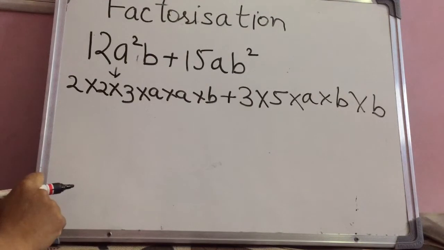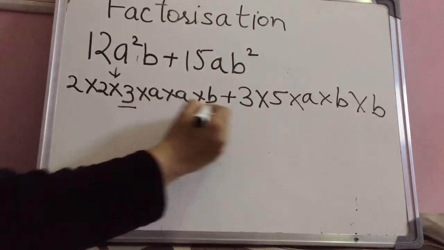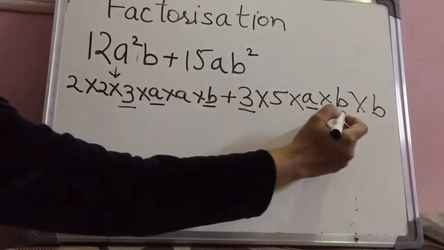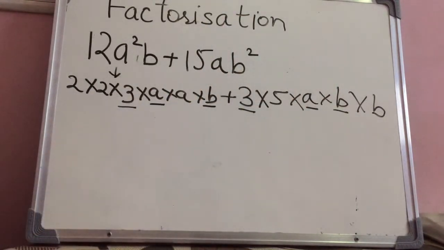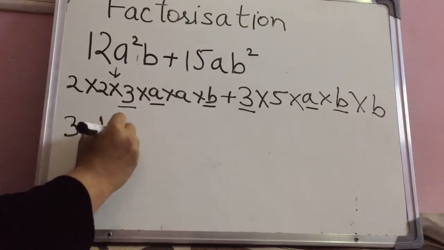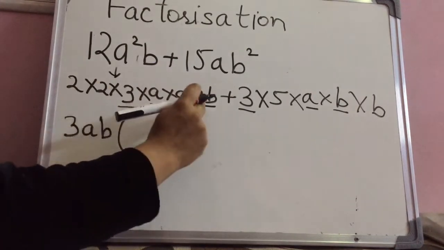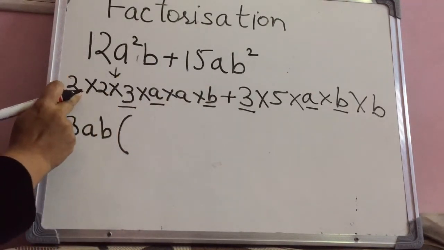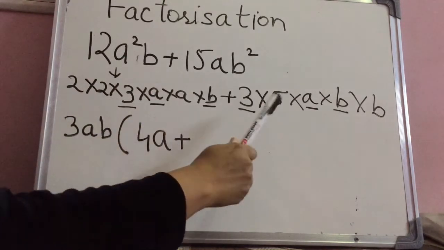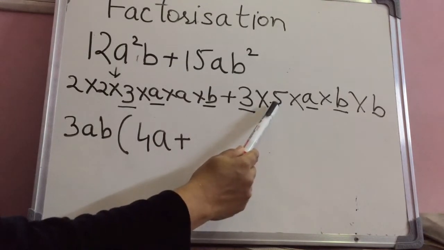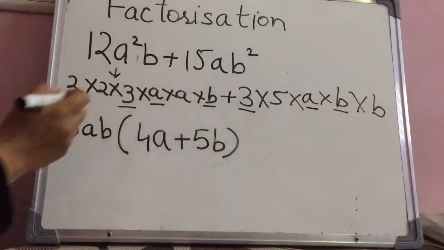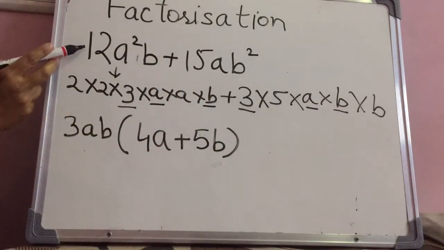Now we will see what are the common factors. First we have common 3, then we have a and then we have b, one b. So taking common factors 3, a and b out of the bracket, putting rest of the factors in the bracket, we will multiply them. 2 into 2, 4 and a, 4a plus. From this term we have 5b. So these will be the two factors of this expression.